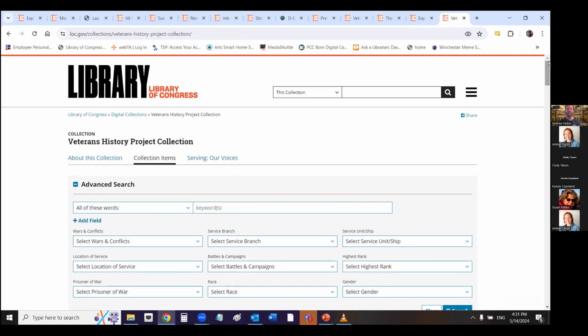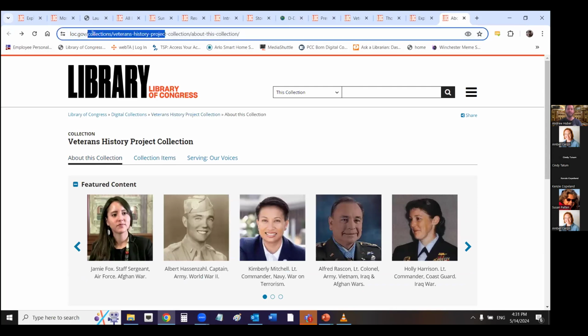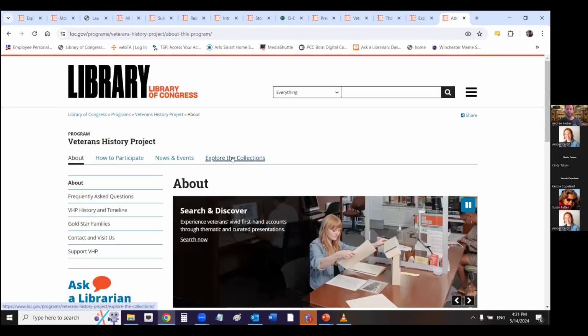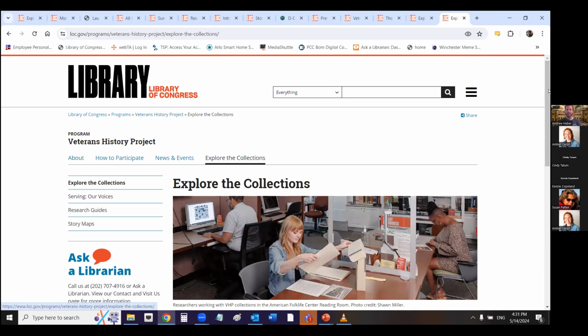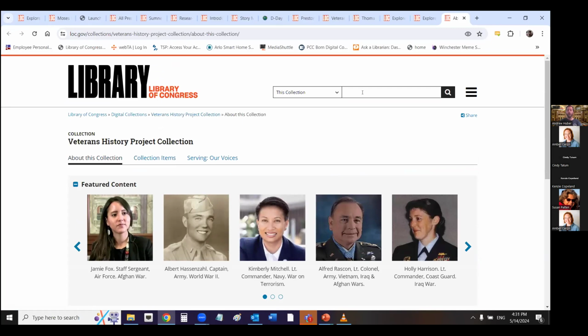It's a little bit ridiculous, but those are the steps that you have to do to get to the advanced search. I will say that you can bypass a little bit of this. Going back to the homepage right now, once you do Explore the Collections and go to Search the VHP Collections, you are able to use this search bar right here to explore the VHP collections.